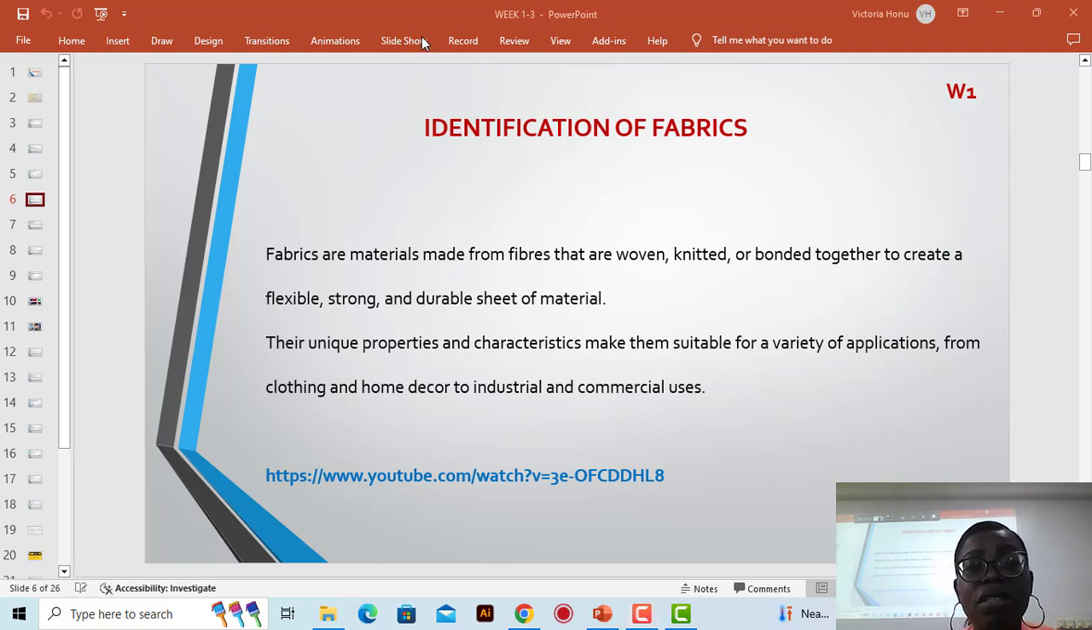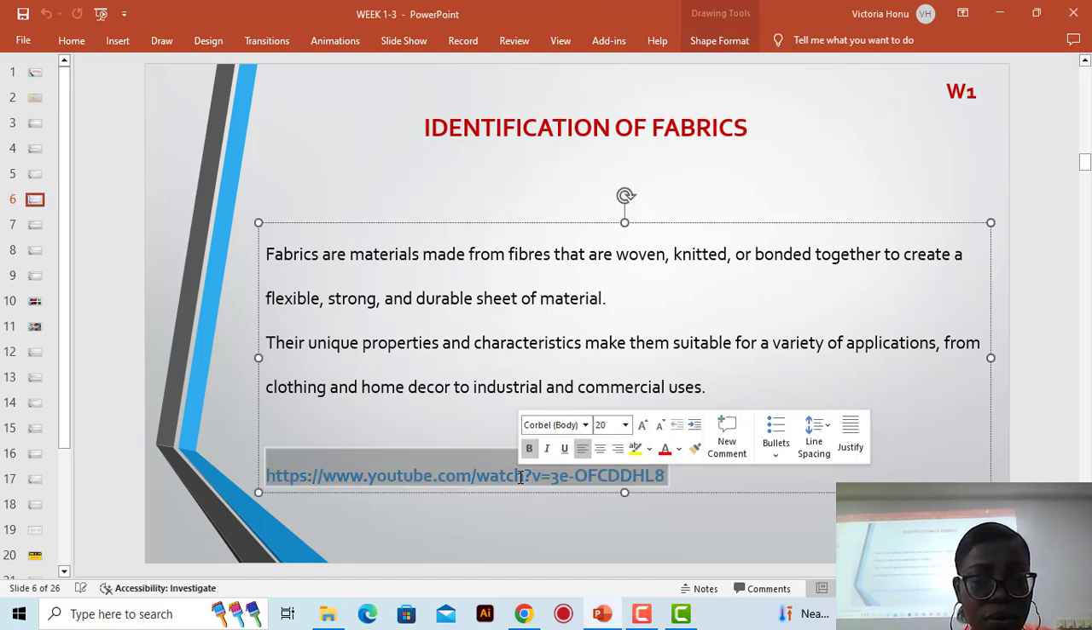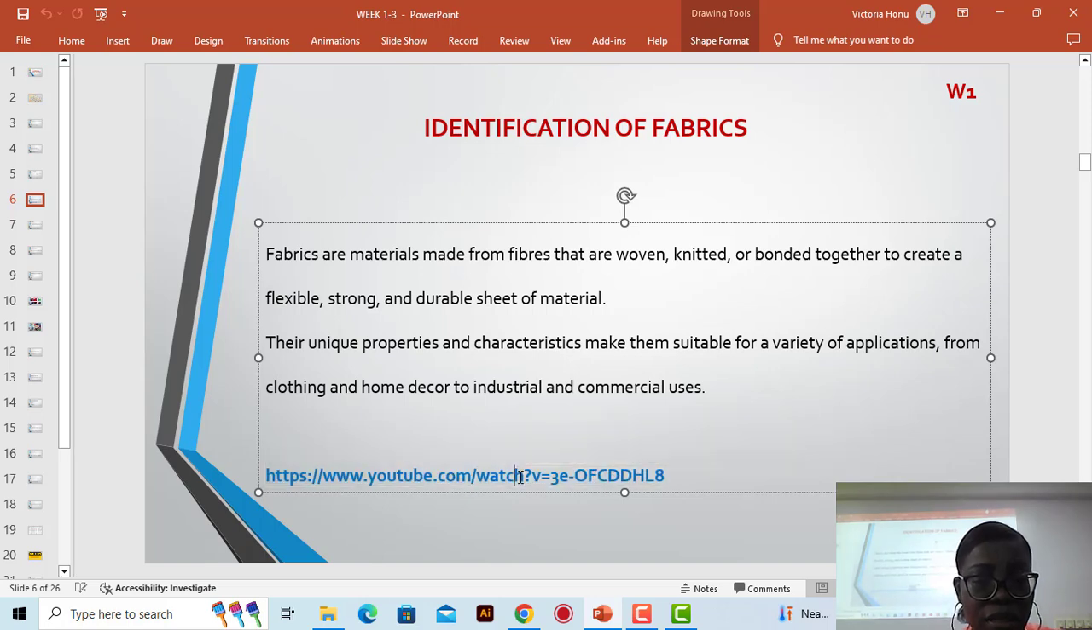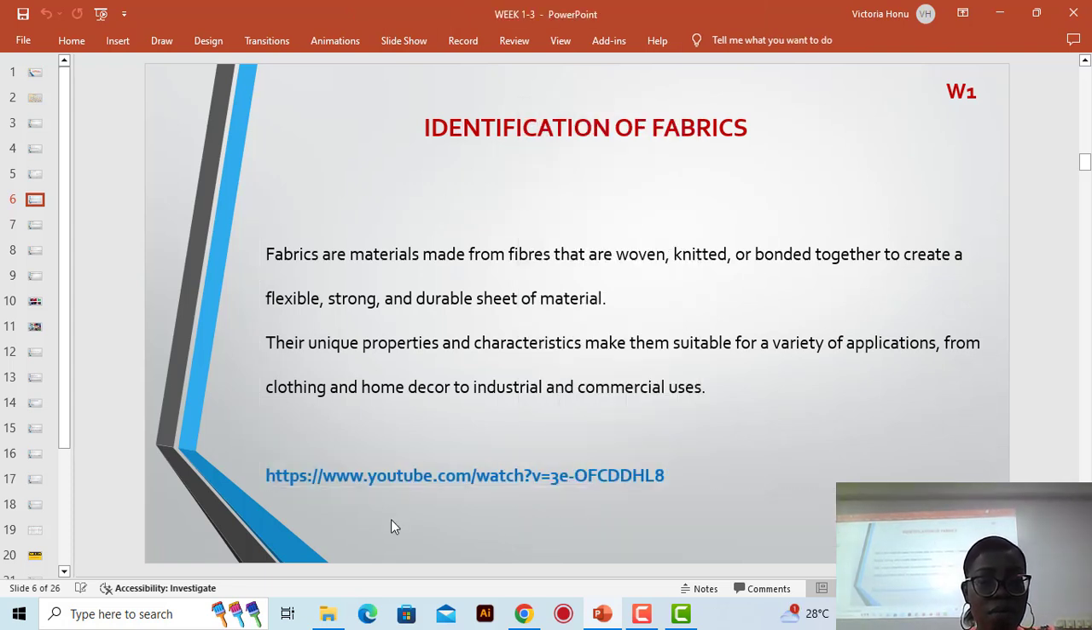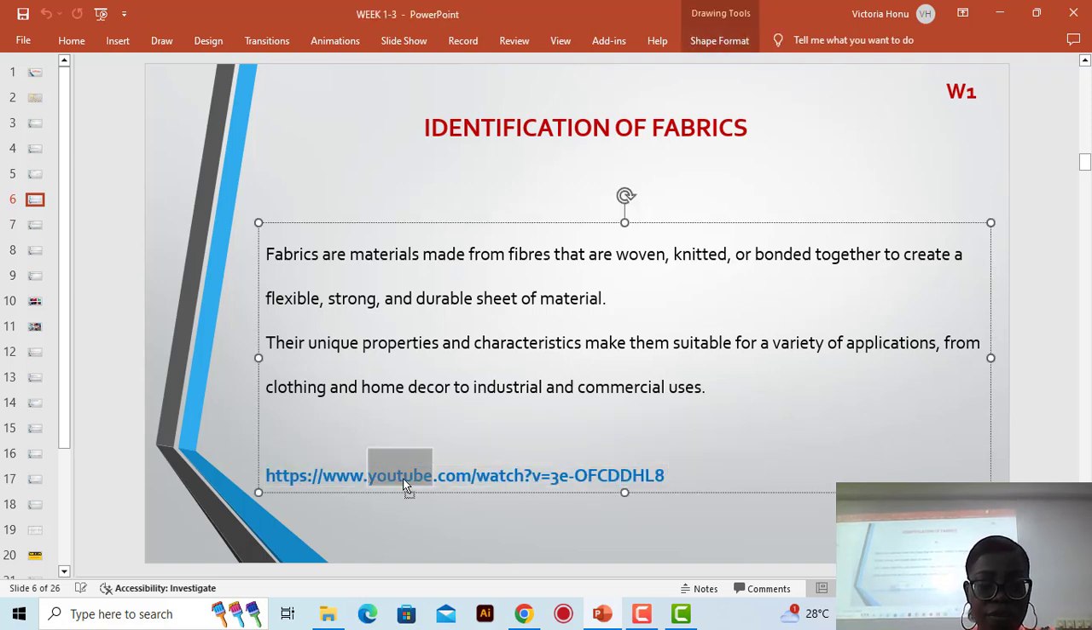Like I mentioned, some of these fabrics are well used when making crafts and those items. So you can see from home decor to industrial and commercial uses. I have a video here, but this is a short video, so let me copy it.